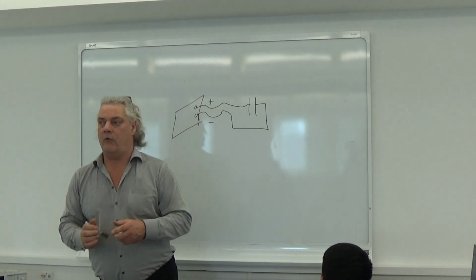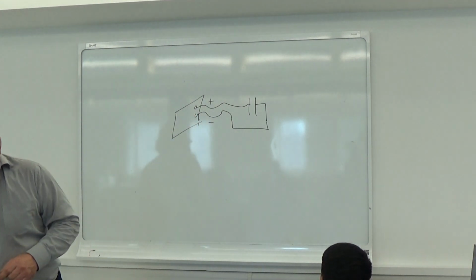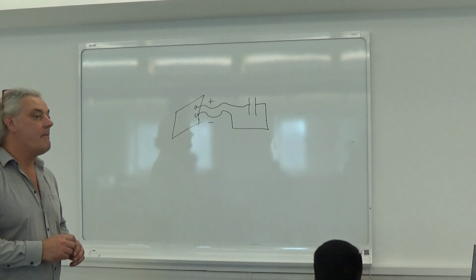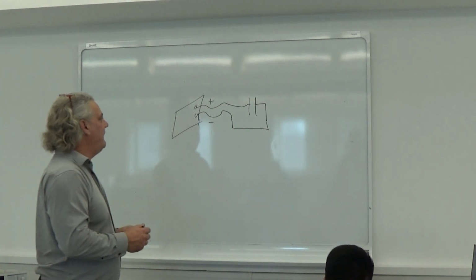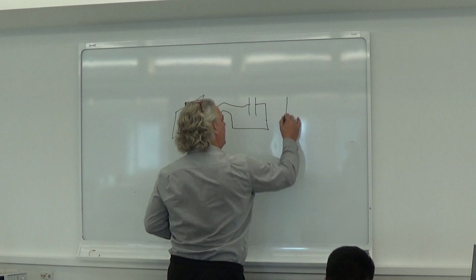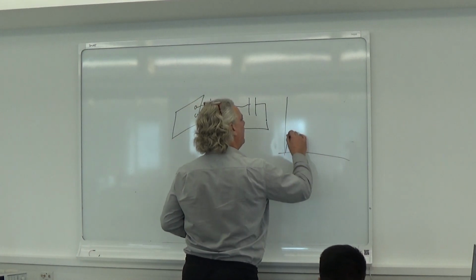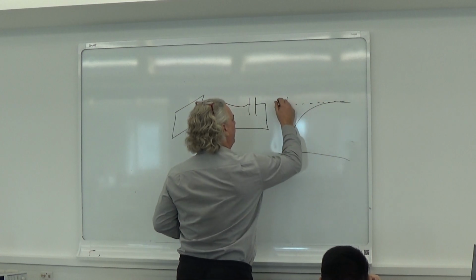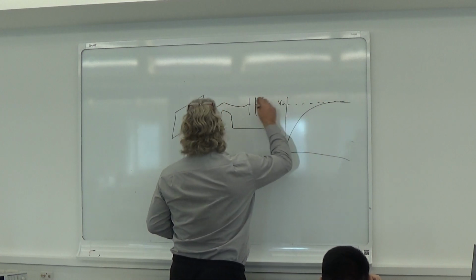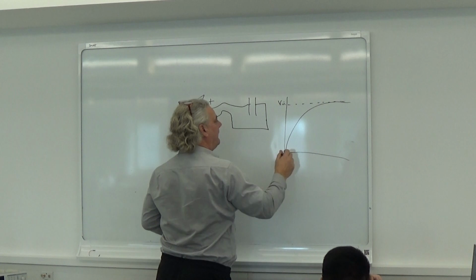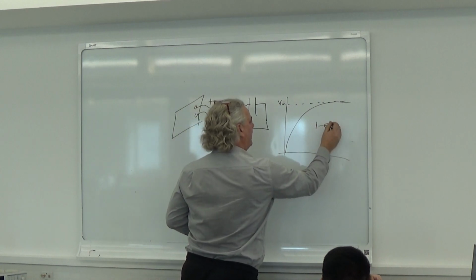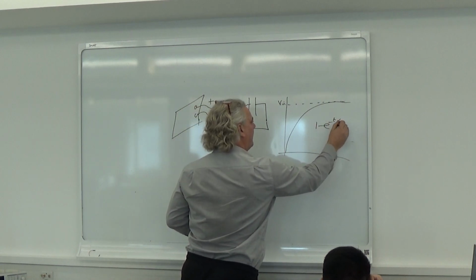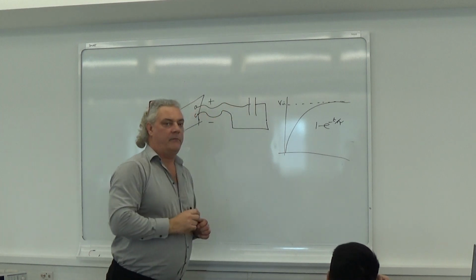What's going to happen now? The capacitor's going to charge. And we know the capacitor's going to charge, and it's going to charge to V in, which is what this is capable of generating. This is going to be 1 minus e to the minus t upon the time constant, which is going to be CR.